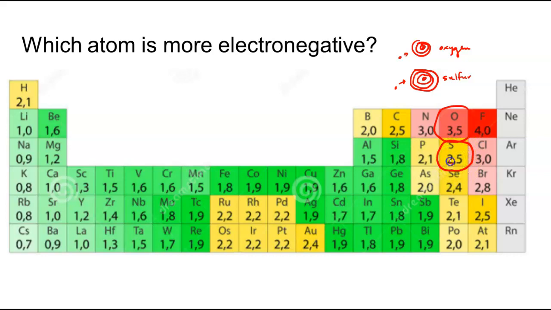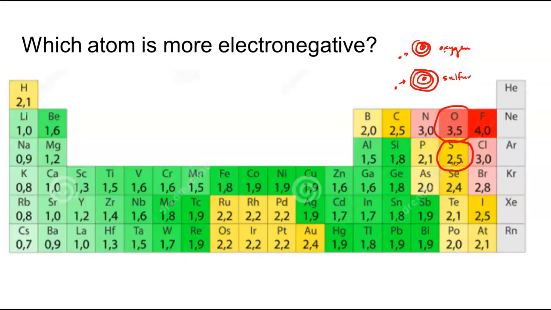And that's why you have a number of 2.5 compared to oxygen that only has 2 shells. And that means that this electron can feel more of the pull of that positive nucleus because there are fewer shells. In other words, what we've talked about, less electron shielding.